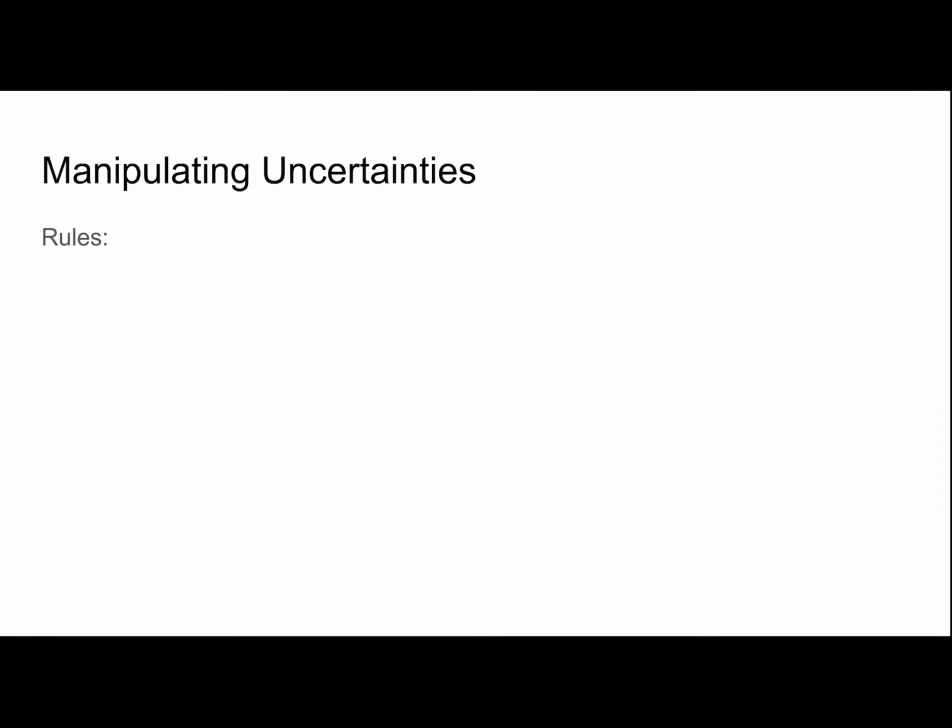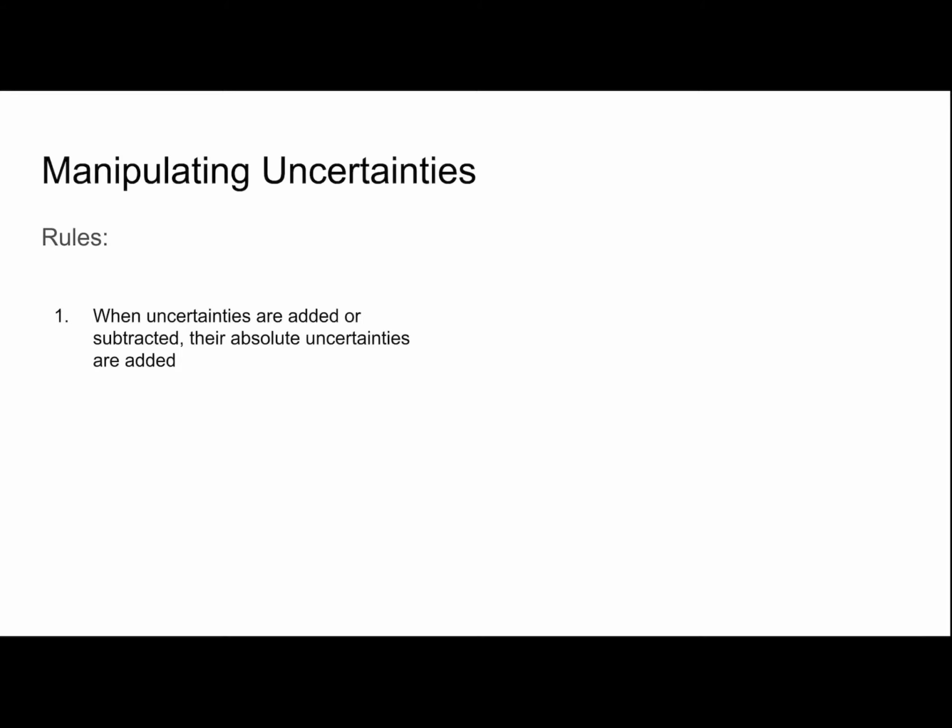Manipulating uncertainties. We have a couple of rules we need to remember. When I say manipulating uncertainties, I mean mathematically manipulating two uncertainties, for example adding, subtracting, dividing, multiplying, squaring, square root, and such like that. Rule number one: when uncertainties are added or subtracted, their absolute uncertainties are added.